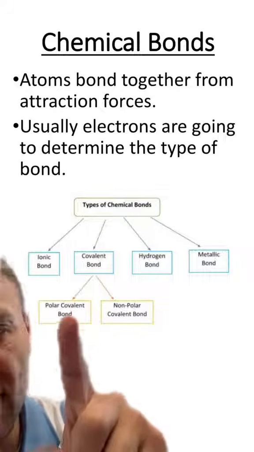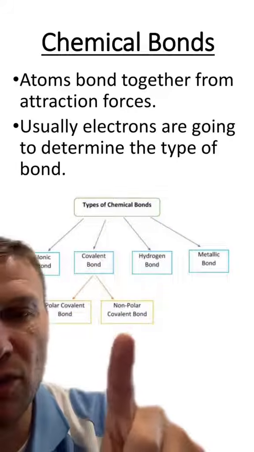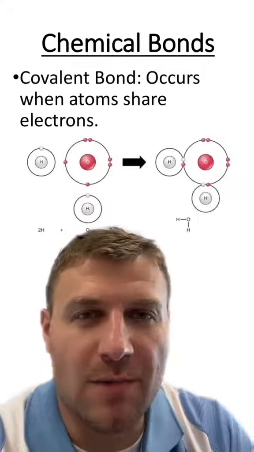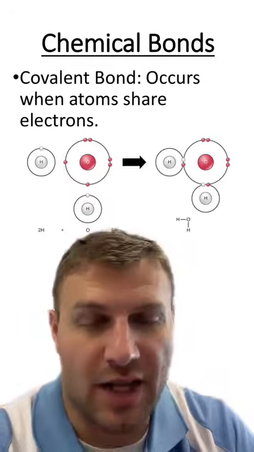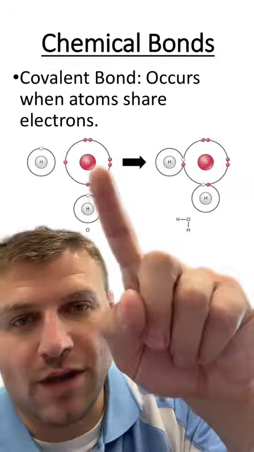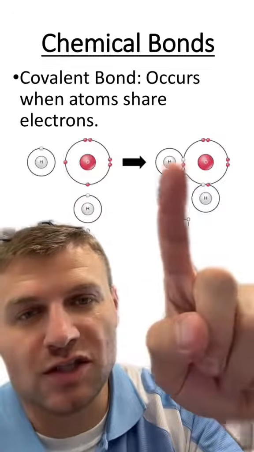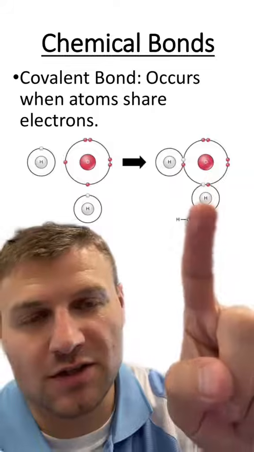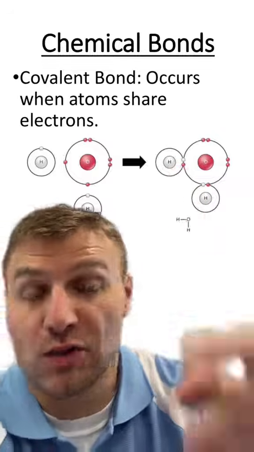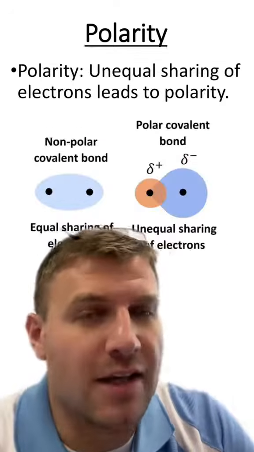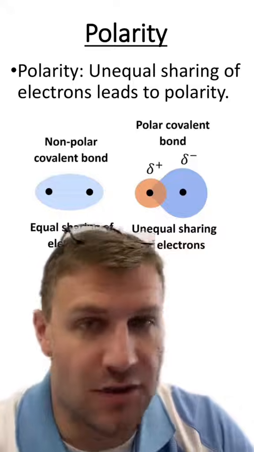Within covalent, we have things called polar covalent and non-polar covalent. Remember, in a covalent bond, there's going to be a sharing of electrons. You can see water here. We have our oxygen and two hydrogens. They are going to share the electrons between the hydrogens and oxygens, and they form these covalent bonds, which are fairly strong. Polarity itself is the unequal sharing of those electrons.